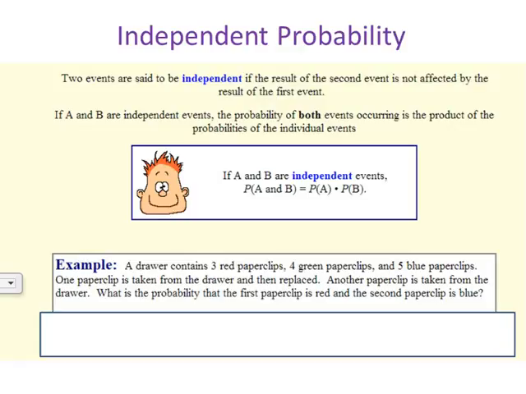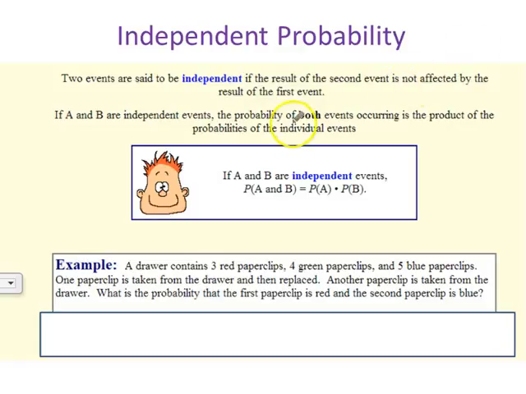When we're talking about independent probability or independent events, remember that's when one action does not influence another outcome. So the result of the second event is not affected by the result of the first event. Let's talk about how we go about finding independent probability.